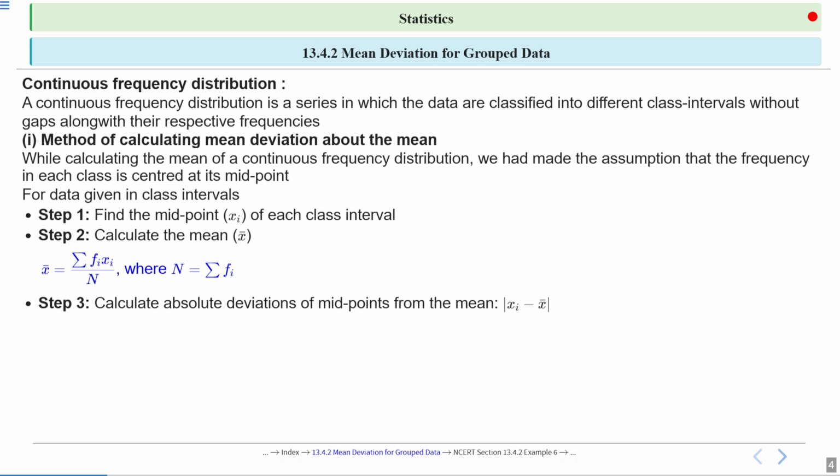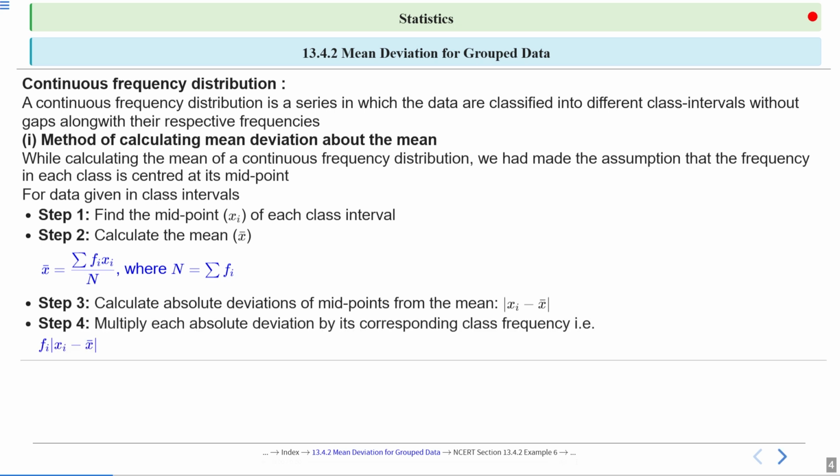Step 3 is to calculate the absolute deviations of each midpoint from the mean. That means for each class, we find the difference between the midpoint xi and the mean x bar and then take the absolute value, written as mod of xi minus x bar. Step 4 is to multiply each absolute deviation by its corresponding class frequency. In other words, for each class, we calculate fi times the absolute value of xi minus x bar.